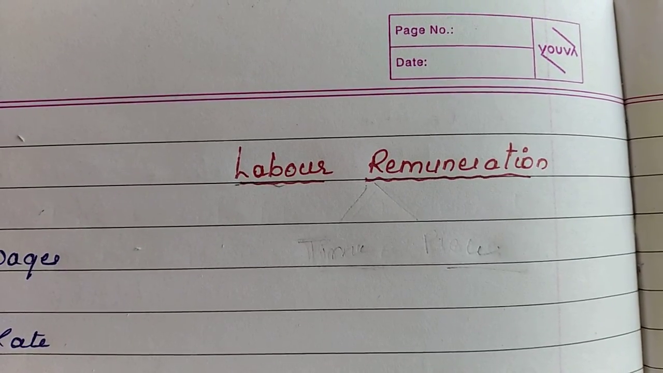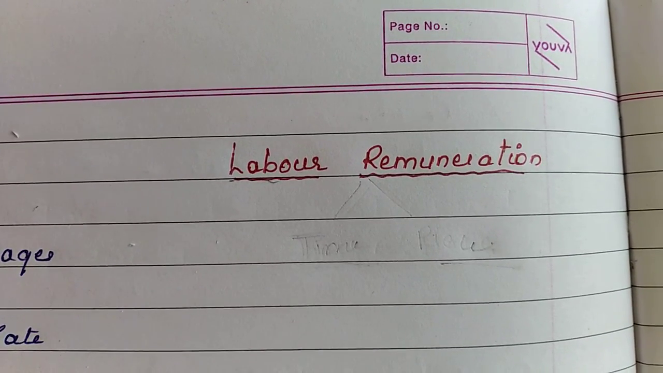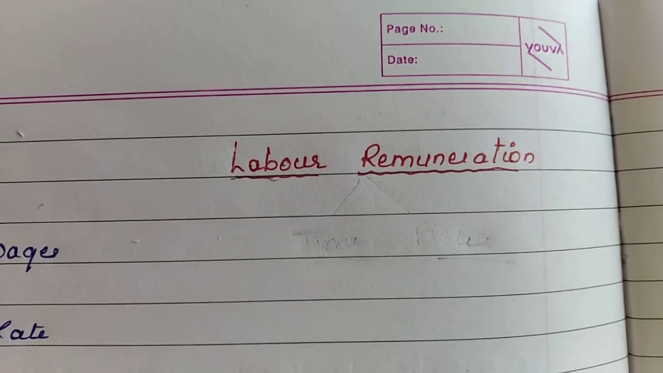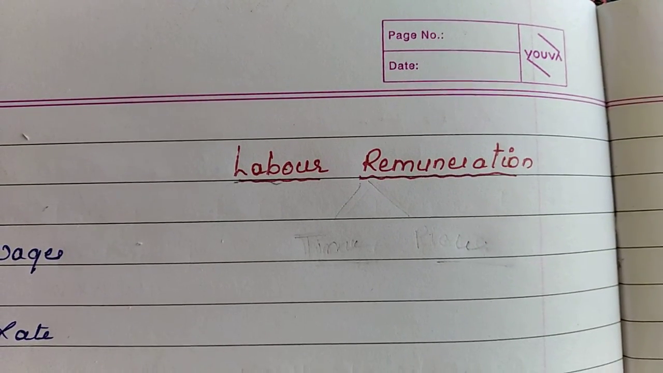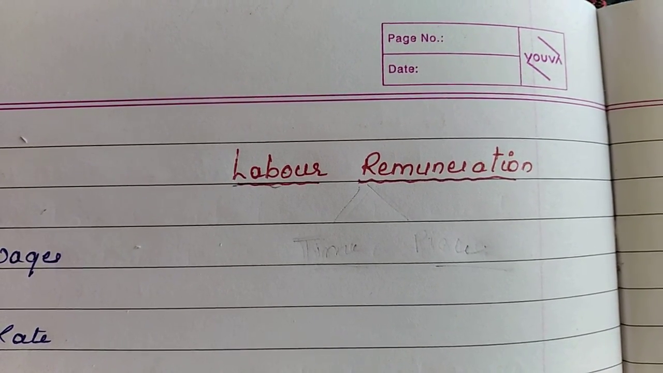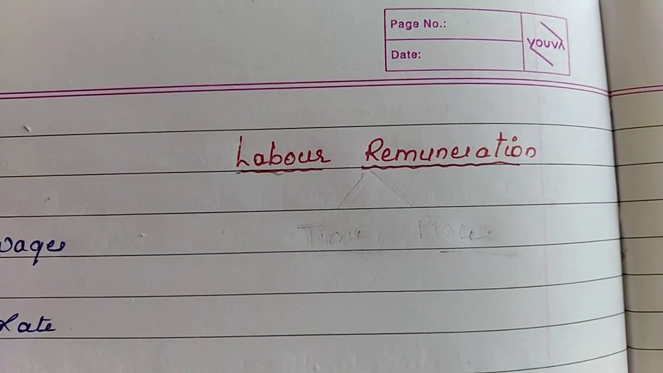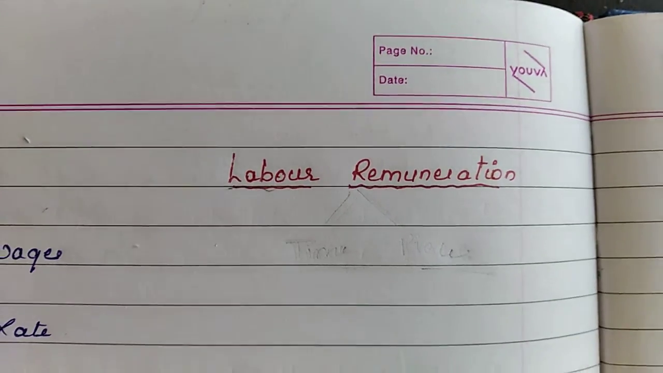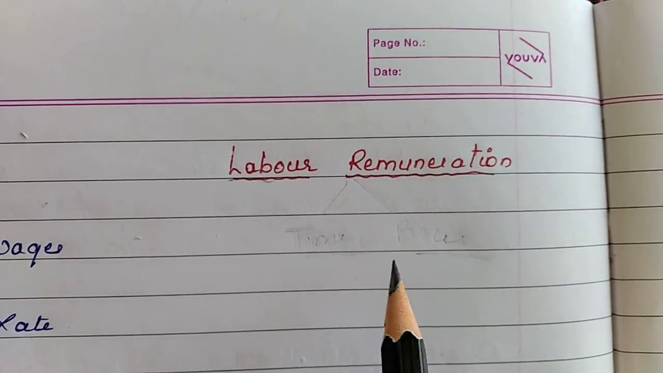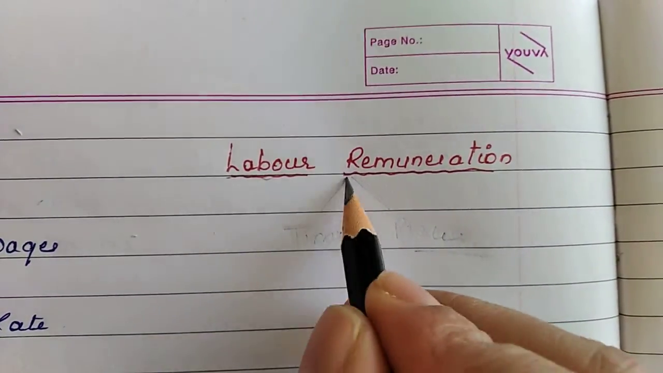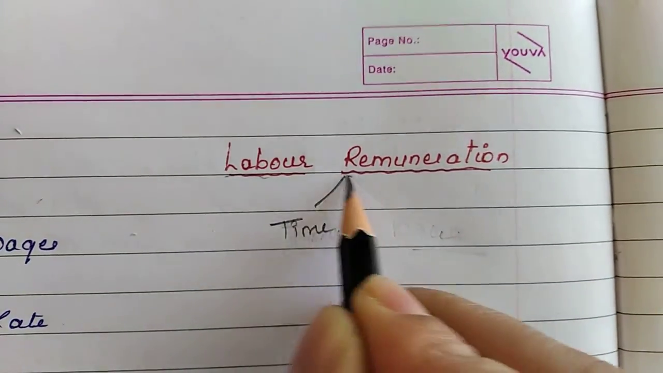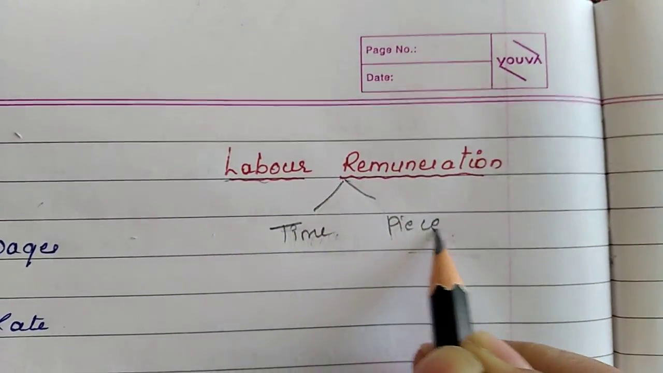In today's lecture, we will try to understand the concept of labor remuneration. When an organization employs workers or laborers, it has to pay a certain amount of wages or remuneration to its workers. These wages paid to the workers can be paid on the basis of time or on the basis of the piece rate method.